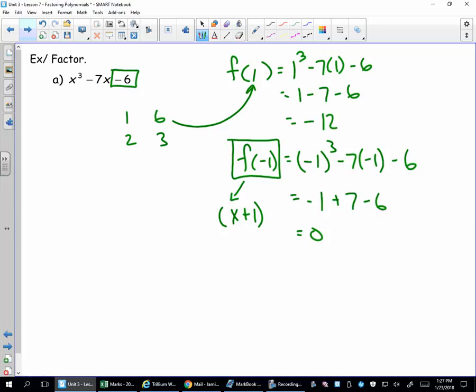Honestly, there's no other way around it. You have to guess and check and figure out which of these factors of 6 makes it work, remembering that it could be a positive or a negative. Once we identify a factor, now we can use our synthetic division.